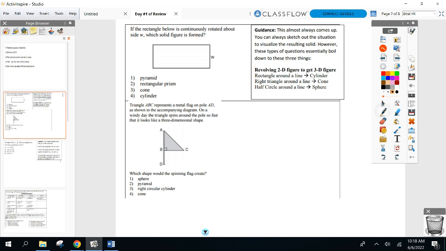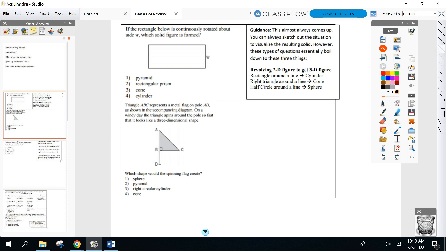First one, usually they'll ask a question about rotating a 2-dimensional object and what 3-dimensional figure do I get back. In this case, this first problem, I'm taking a rectangle and I'm rotating it around W. So here's what they mean.